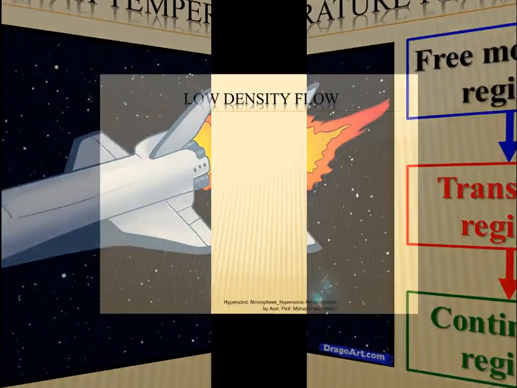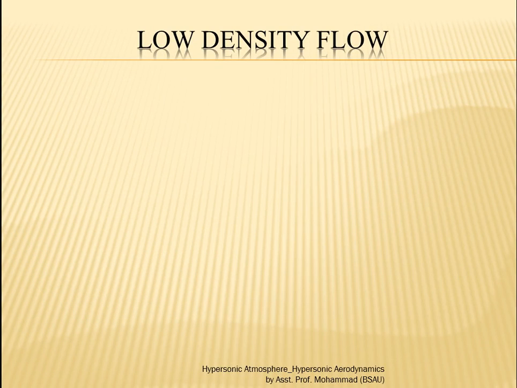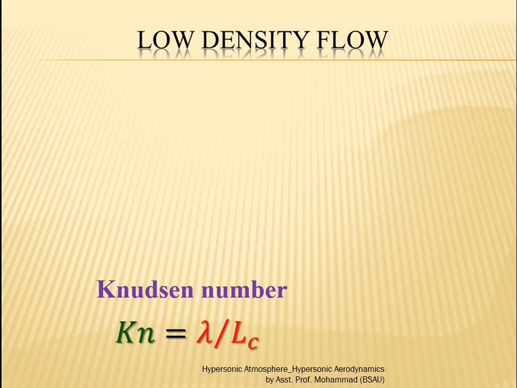The similarity parameter, which actually defines and determines this low density flow, is the Knudsen number. The Knudsen number is defined as lambda by LC, where lambda is the mean free path, and LC is the characteristic length. The characteristic length also depends from case to case.